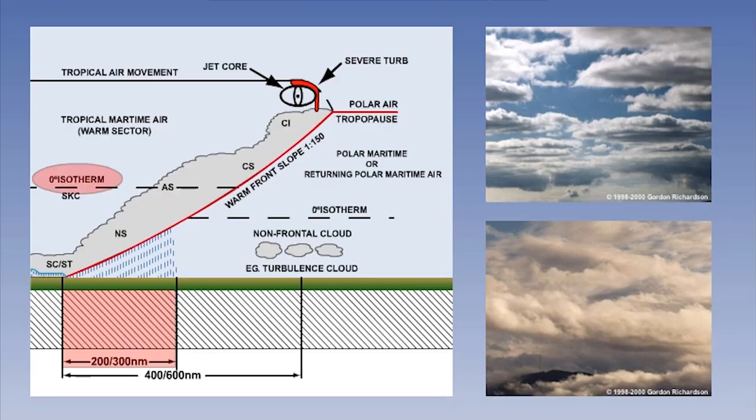The 0-degree isotherm also lifts to a higher level in the warm air behind the front. And notice also the fold or break in the tropopause and the position of the jet stream. In this picture, the jet is coming out of the diagram towards us.